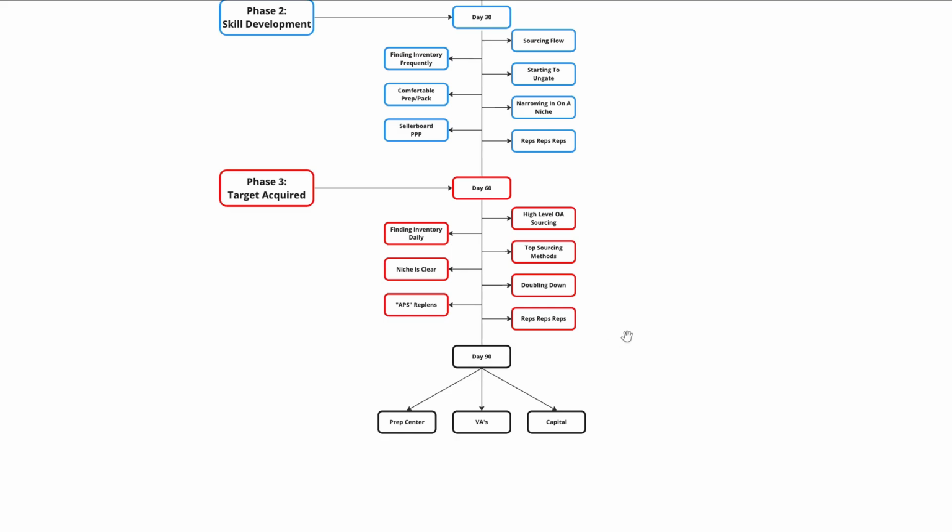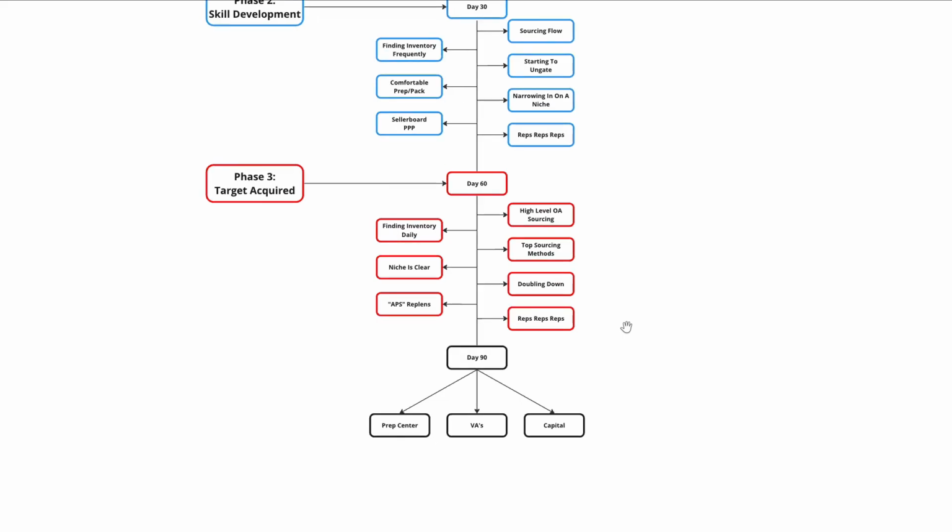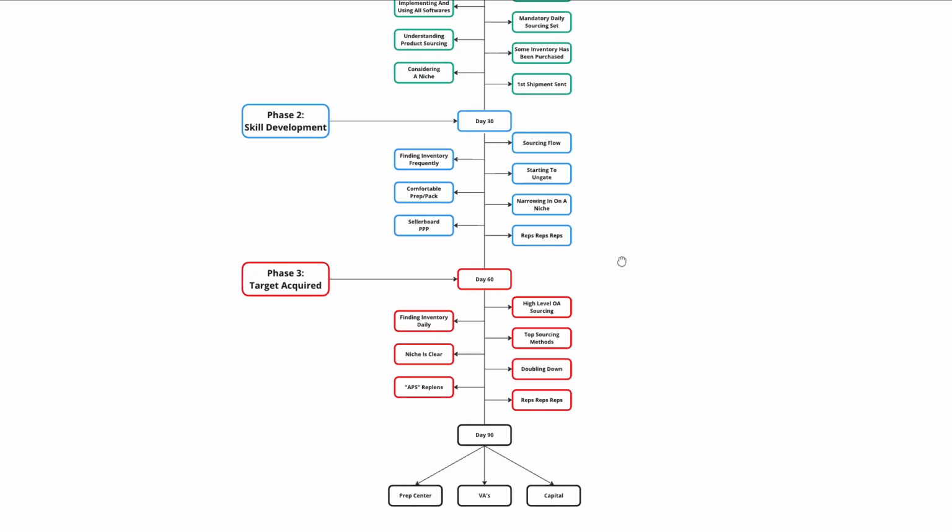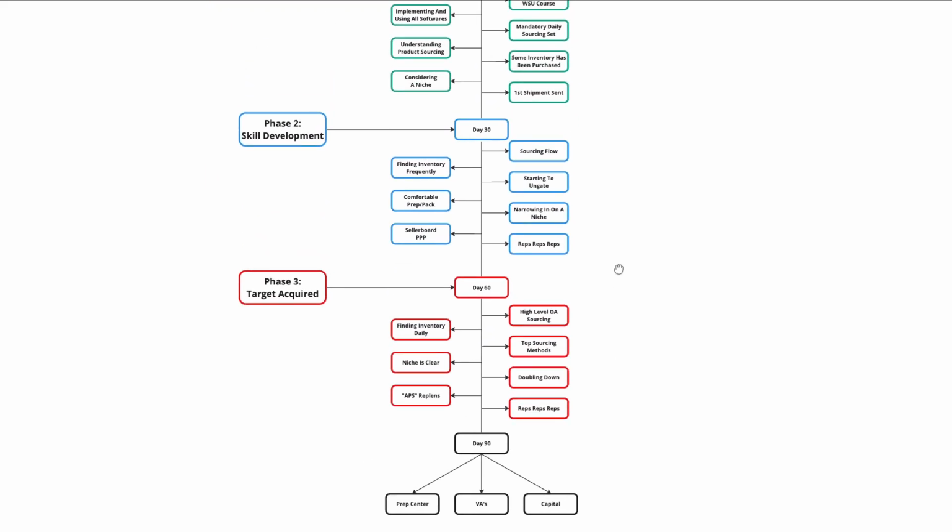Now, another thing that I didn't mention is VAs. VAs is something to worry about down the road, not in your first 90 days. The reason for that is because your VA will always be just a fraction of how good you currently are. So a VA should not even be considered in your first 90 days. If you're an A player when it comes to product sourcing, at best, your product sourcer, that's a VA, will be a B player at best.